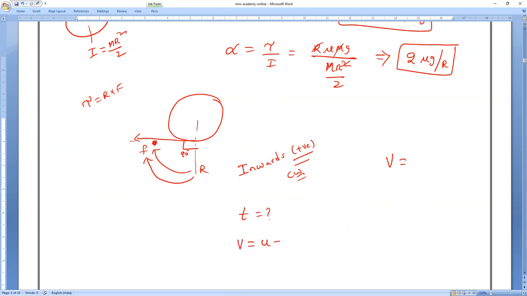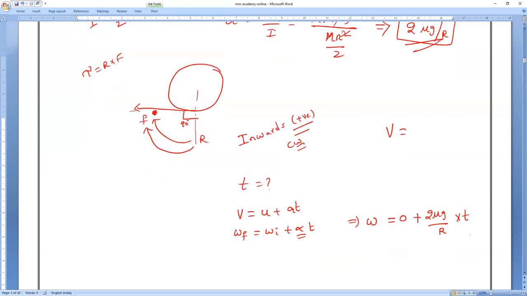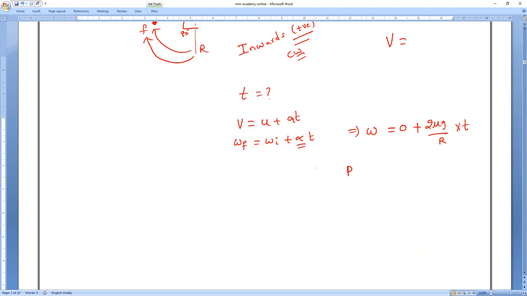We know the first equation, V is equal to U plus a t, but we cannot find the time with it now. With the help of angular velocity, we can find it: final angular velocity is equal to initial angular velocity plus angular acceleration into time. Omega is the final angular velocity, the initial is zero. What is the alpha value, everybody? Just now we found it, 2 mu g divided by r. So t is equal to r into omega divided by 2 mu g. Will you all agree with me?